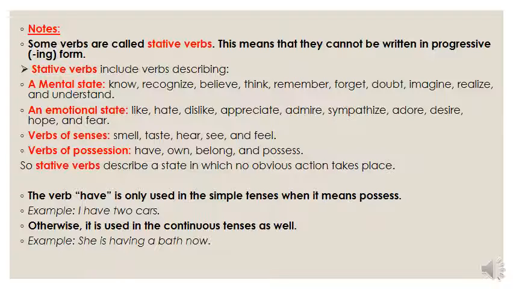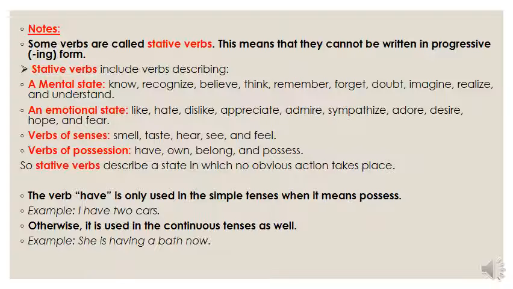Now we move to a very important note, which is about stative verbs. We have explained this before, and I have told you that stative verbs cannot be written in the progressive, I mean the ing form, because these verbs express or describe a mental state, an emotional state, verbs of senses, and verbs of possession. Let's see. These verbs describe a mental state. It means everything related to mentality: know, recognize, believe, think, remember.